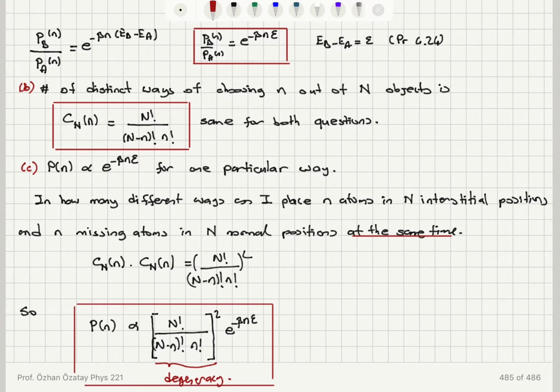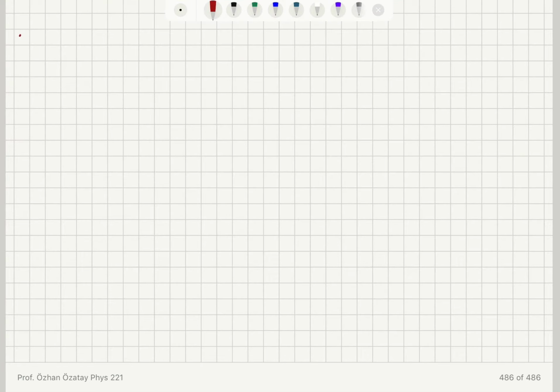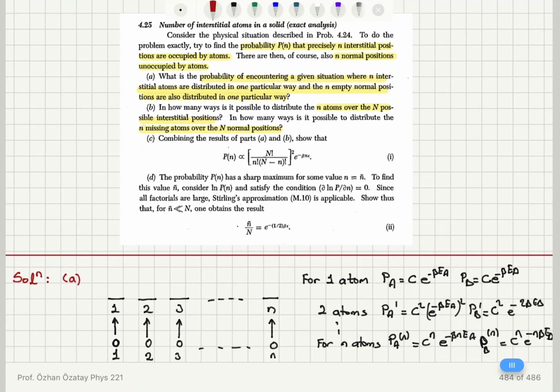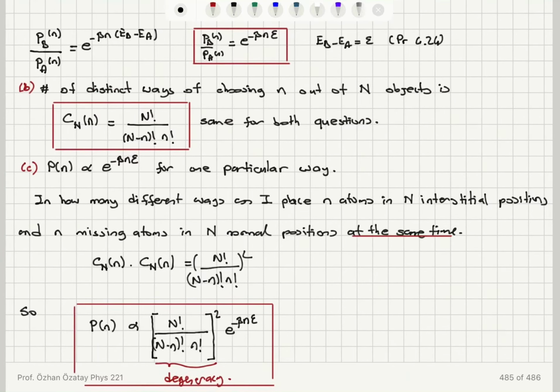Now in part D, the probability P of n has a sharp maximum for some value n tilde. To find this value, consider the natural logarithm of P of n and satisfy the condition that the derivative with respect to n is 0. Since all factorials are large, Stirling's approximation is applicable. Show thus that for n tilde much less than capital N, one obtains the result that we have obtained with the approximate analysis in the previous problem.